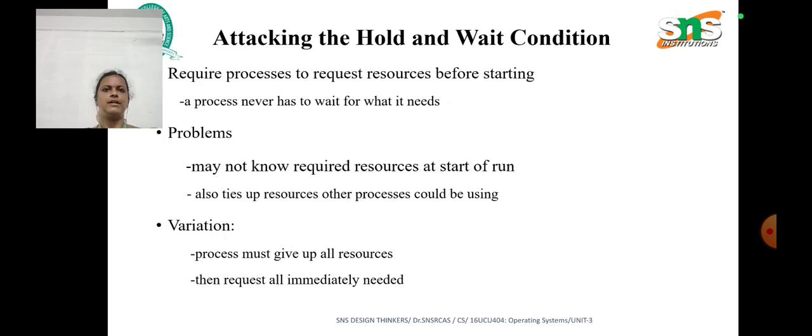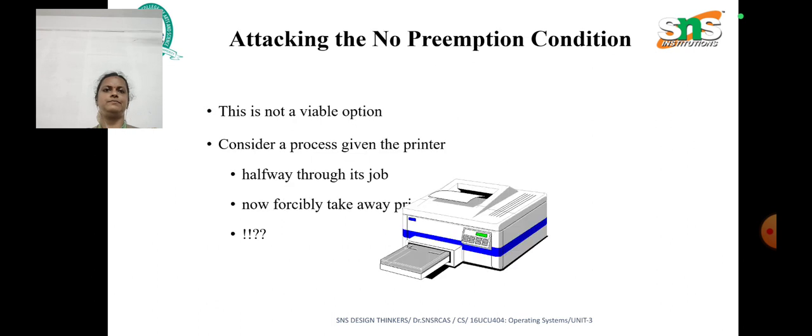Attacking the hold and wait condition. Require processes to request all resources before starting. A process never has to wait for what it needs. Problems: many may not know the required resources at the start of the run. It also ties up resources that other processes could be using. The variation: the process might give up all the resources, then request all the immediately needed ones.